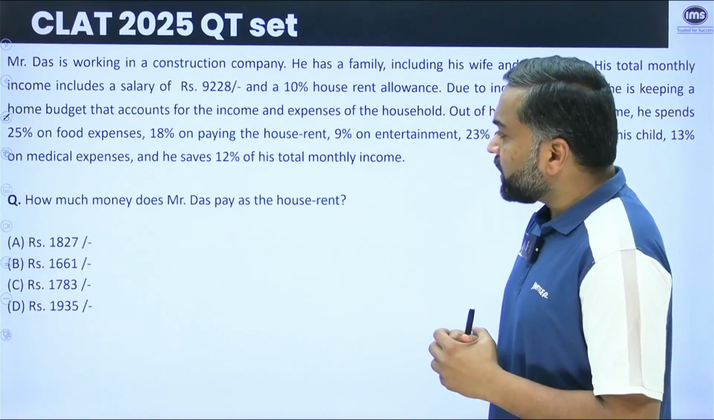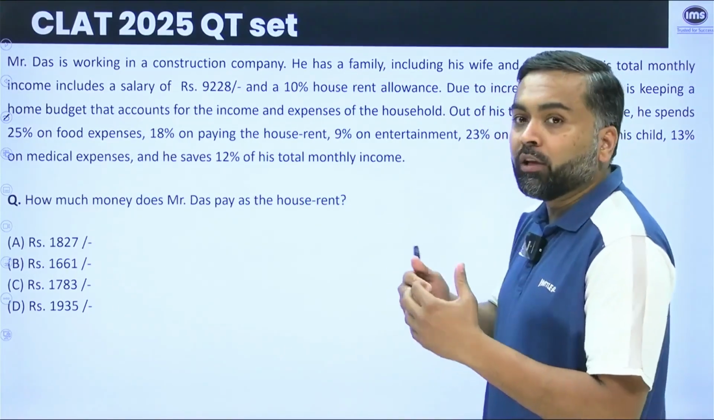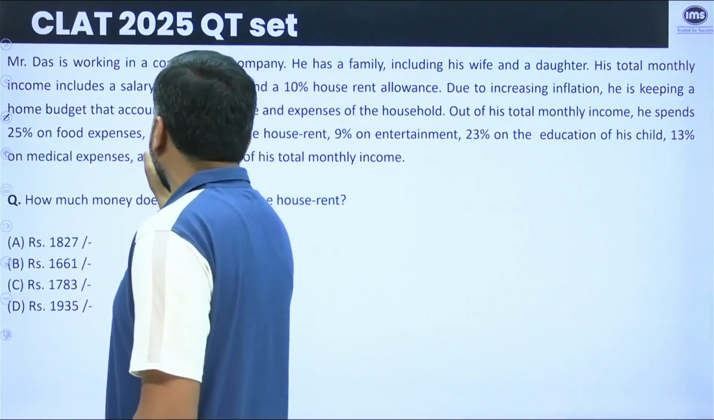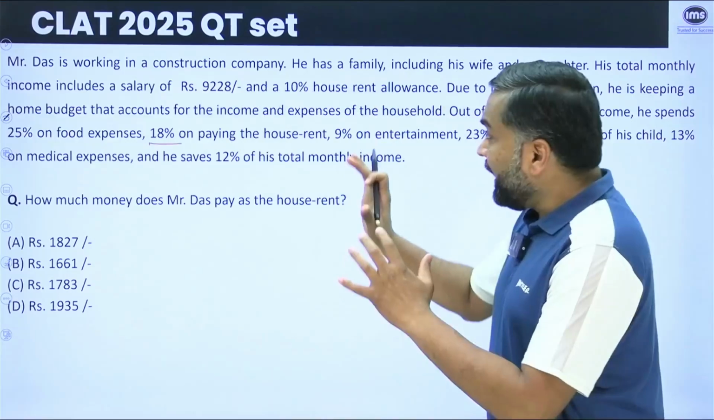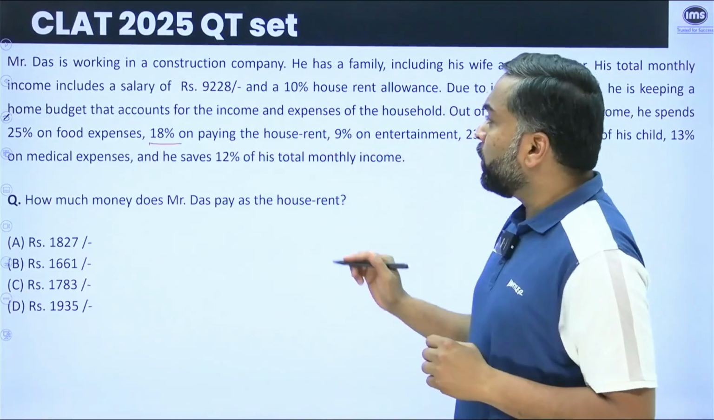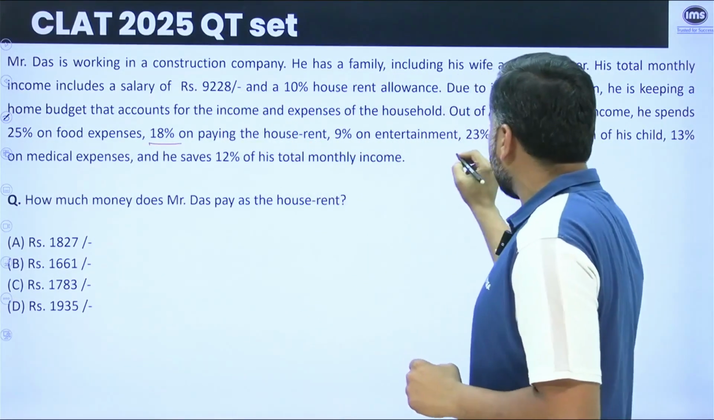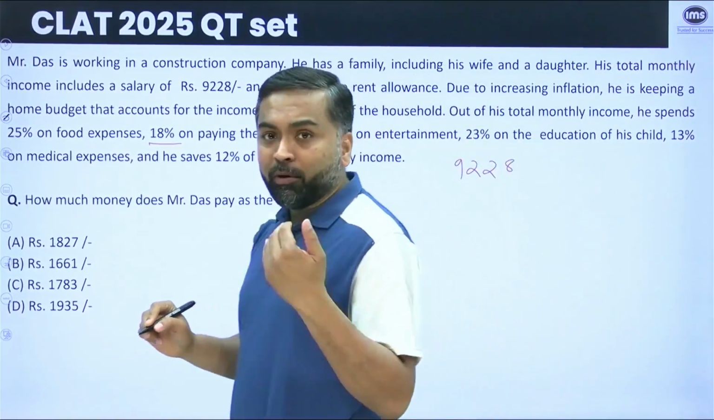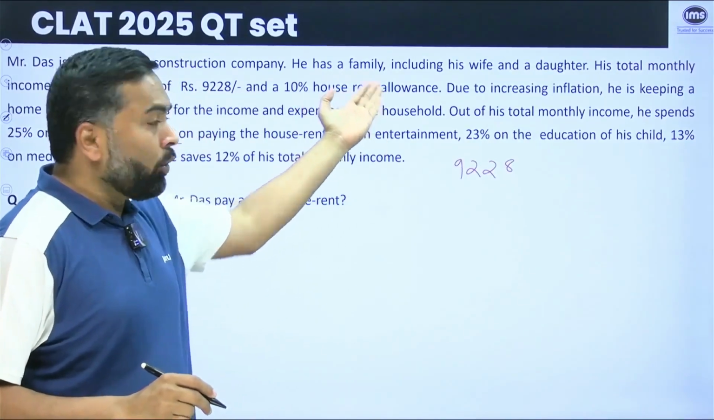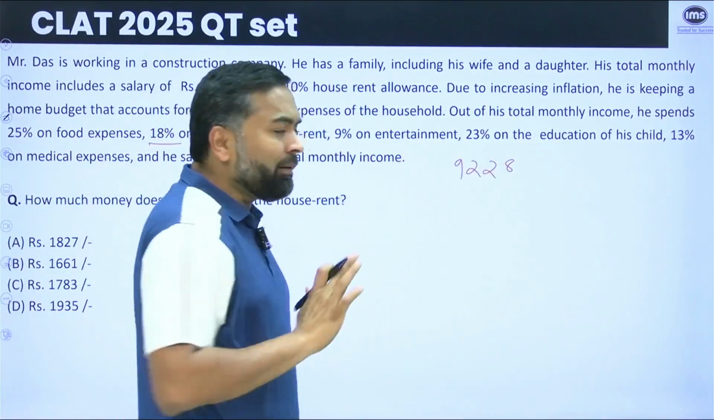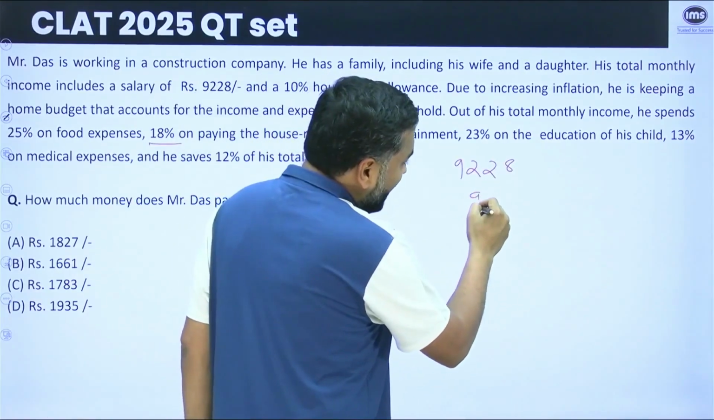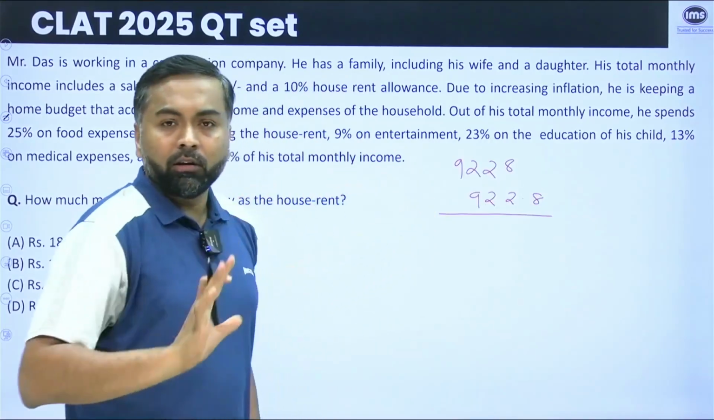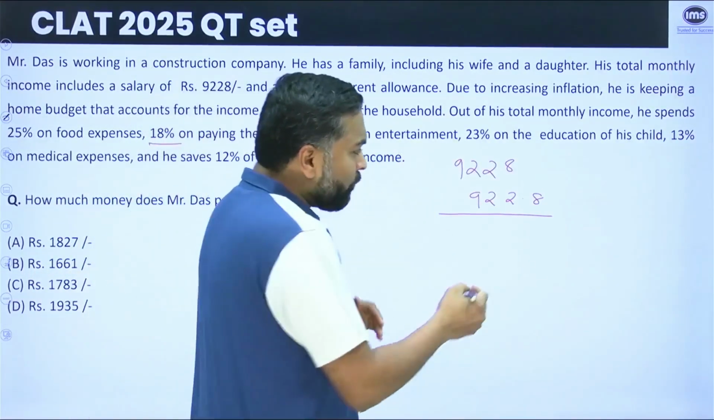How much money does Mr. Das have to pay as the house rent? So if I look at the house rent here, house rent he is supposed to pay 18%. Now 18% of his income. So what is his income? 9,228 plus 10% as the house rent allowance. So if I have to calculate 10% here, it will be 922.8 is the 10%, correct?